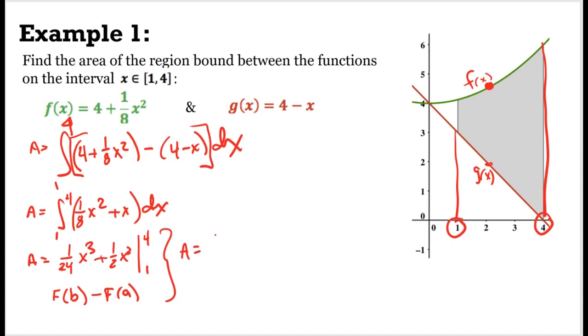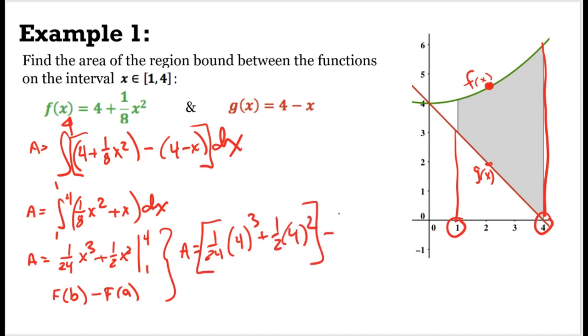So area is equal to 1/24 (4 cubed) plus 1/2 (4 squared). That's the f of b. Let's minus the f of a. Since we're plugging 1 in, we can see that we're going to get 1/24 plus 1/2. And again, this is our f of b minus f of a using the fundamental theorem of calculus.